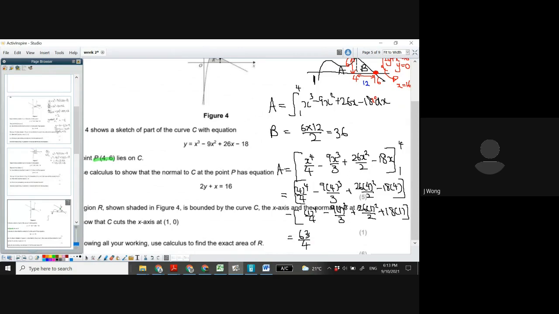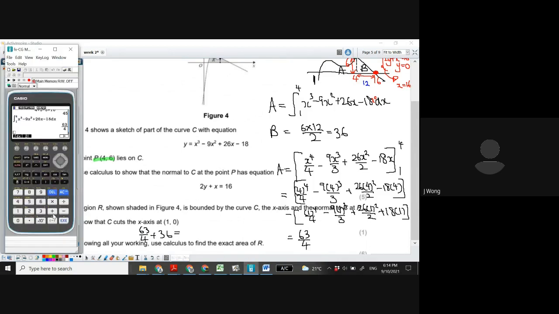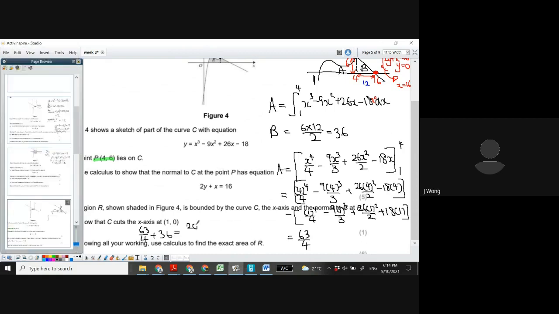Okay, but now since you have shown all the steps, the examiner can't take any marks away from you. So A is 63 divided by 4. So in order to find R, as we mentioned, we're just going to be adding on the area of the triangle, 36, onto it. So we will just add 36 to the answer that we just got. And that's what we get: 207 divided by 4 as the final answer.